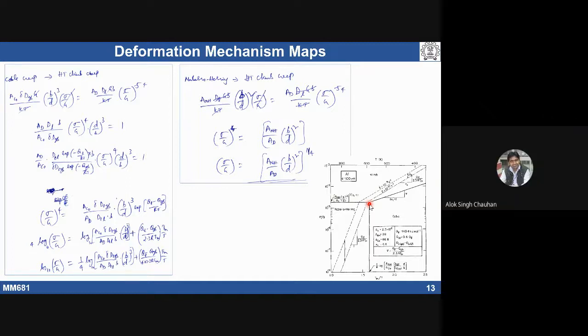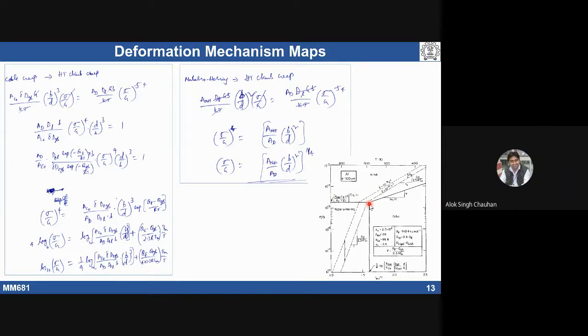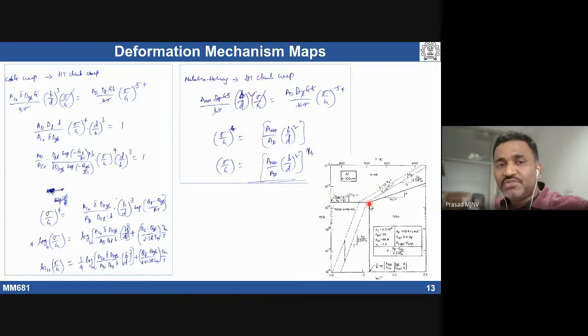Sir, on the y-axis we have written sigma by G. Basically, this sigma is a shear stress only, right? No. Sigma is the stress, true stress. G is the shear modulus. It's a true stress. We are talking about polycrystalline materials here. Is it clear?